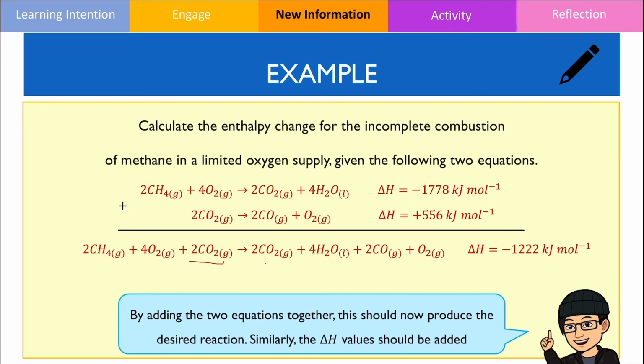Carbon dioxide can be cancelled out because there's equal quantities on each side, and we can also cancel out the oxygens from the products because there's oxygens found on both sides as well. This ultimately gives us the thermochemical equation for the incomplete combustion of methane.